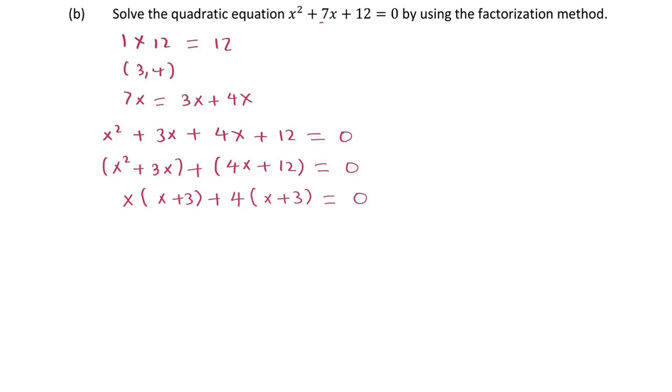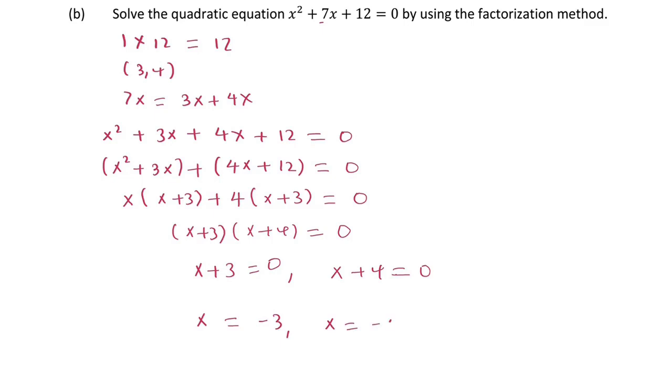Next we are going to factor out x plus 3 from both expressions. Then we are having, in brackets, x plus 3, in brackets, x plus 4 equals 0. Then we say x plus 3 equals 0, or x plus 4 equals 0. Solving this, we are having x equals negative 3, or x equals negative 4. And those are going to be our answers.